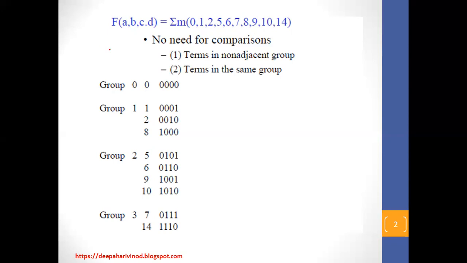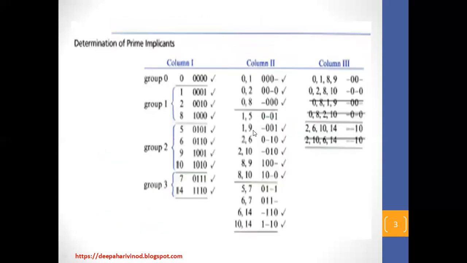Now once we finish with grouping, what is the next step? Here the grouping is done, with the corresponding minterms and group names given. This is the decimal notation, and this is the corresponding binary combination of the same. Next, we need to determine the prime implicants. For that, first we need to compare.